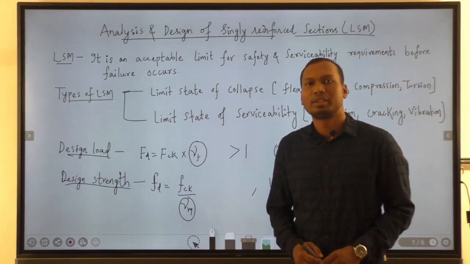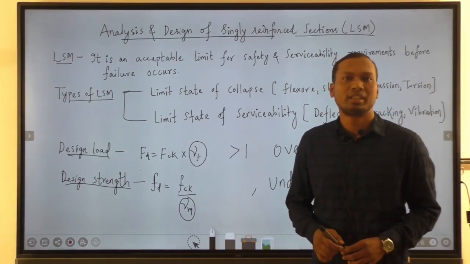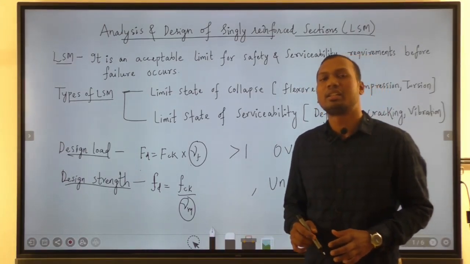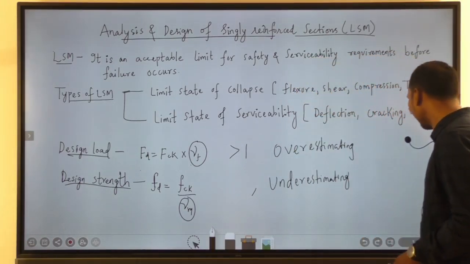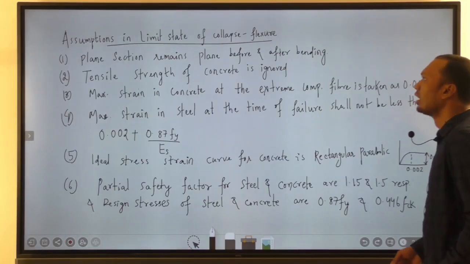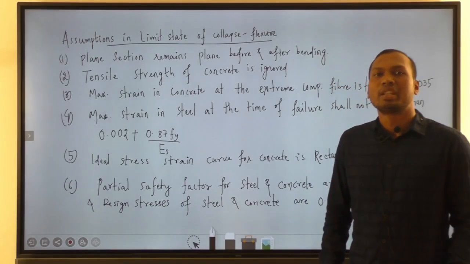But if we go the reverse of it, that is if we underestimate the load and overestimate the strength, then we are calling for failure, right? So next, moving on to the assumptions in limit state of collapse flexure.